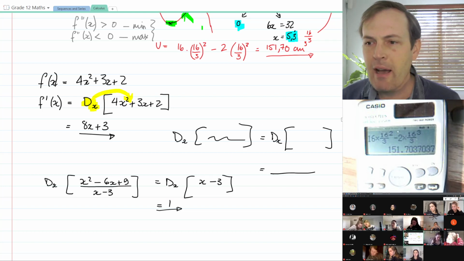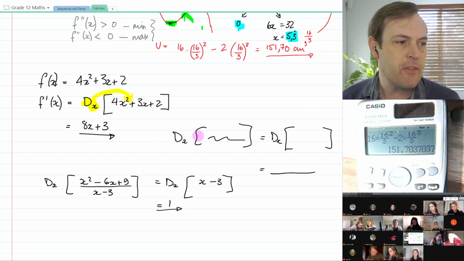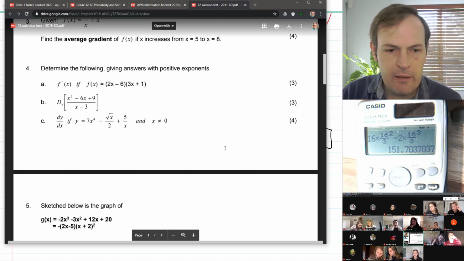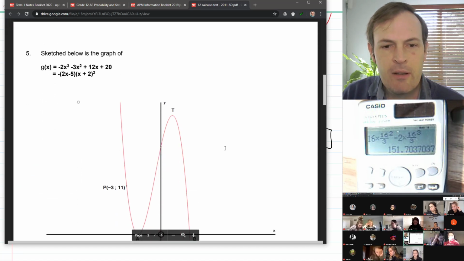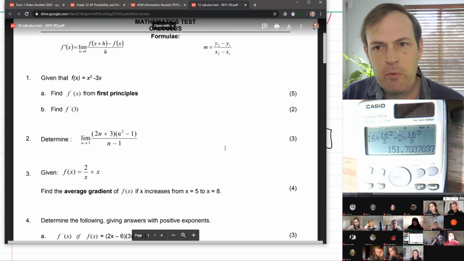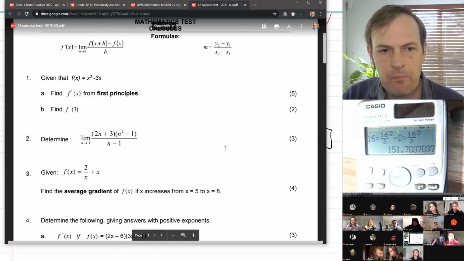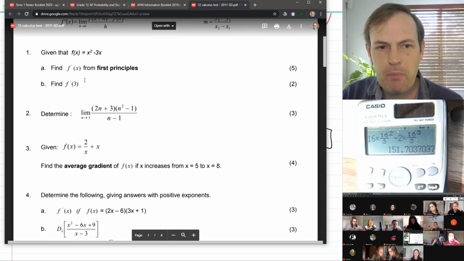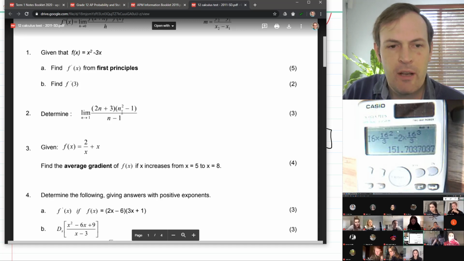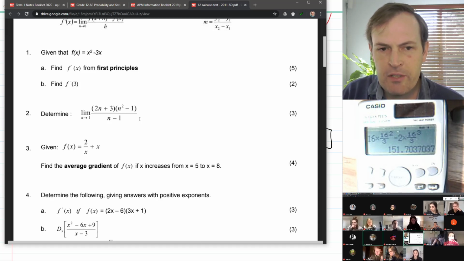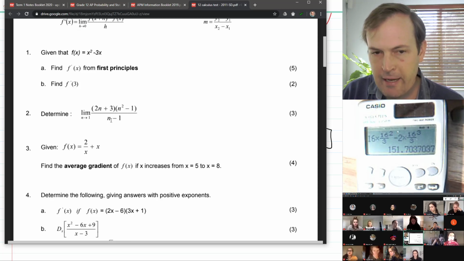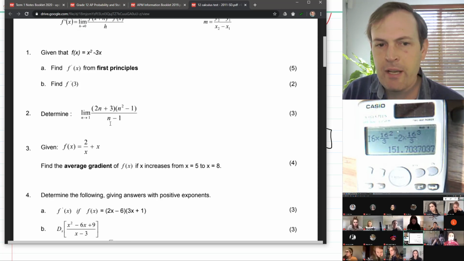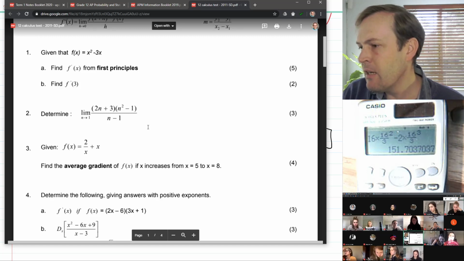Anything else? Any other questions about the test for those of you who've gone through it? Any issues there? It looked fairly straightforward when I had a glance at it. There's some first principle stuff. There's just a plain old substitution question. Determining a limit, I think, is fairly straightforward. What you do need to do, of course, is get rid of that denominator when you find your limit. Otherwise, you end up dividing by 0.